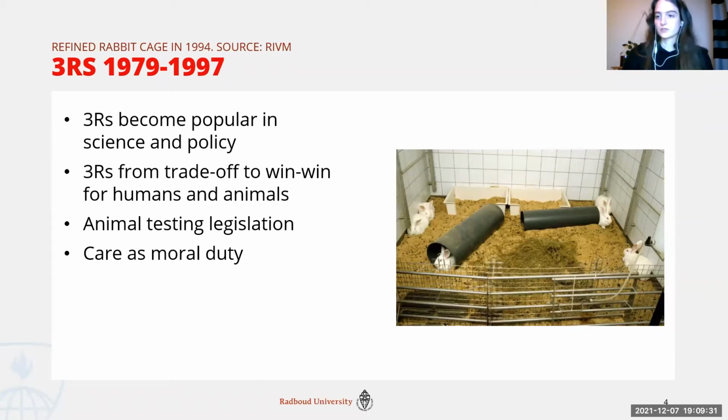And then we also see that many countries by this time have animal testing legislation that also says that you can only use animals if there's no non-animal alternative available.